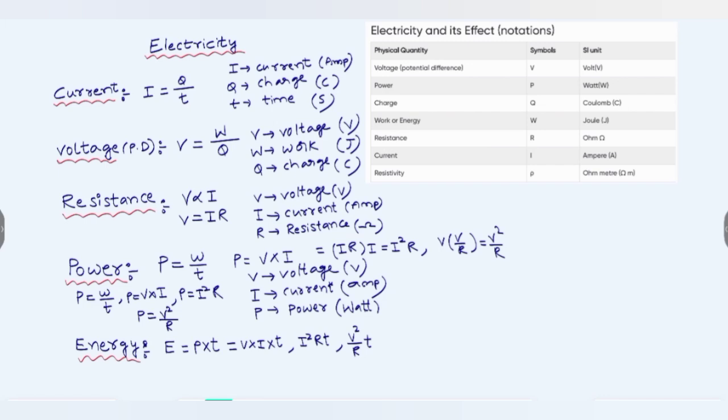So these are all formulae to find energy. What you have to know is the basic formula, E is equal to P into T, that is, energy is equal to power into time. Here the basic formula is power is equal to V into I.